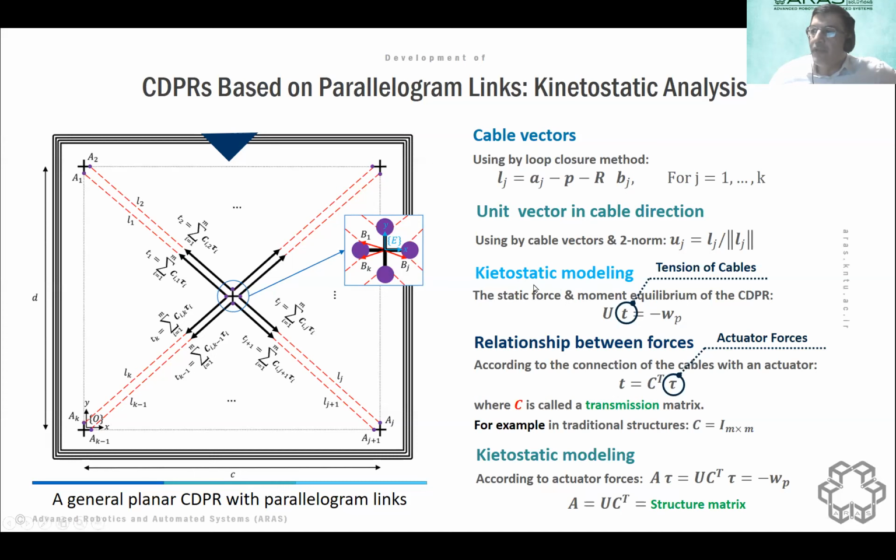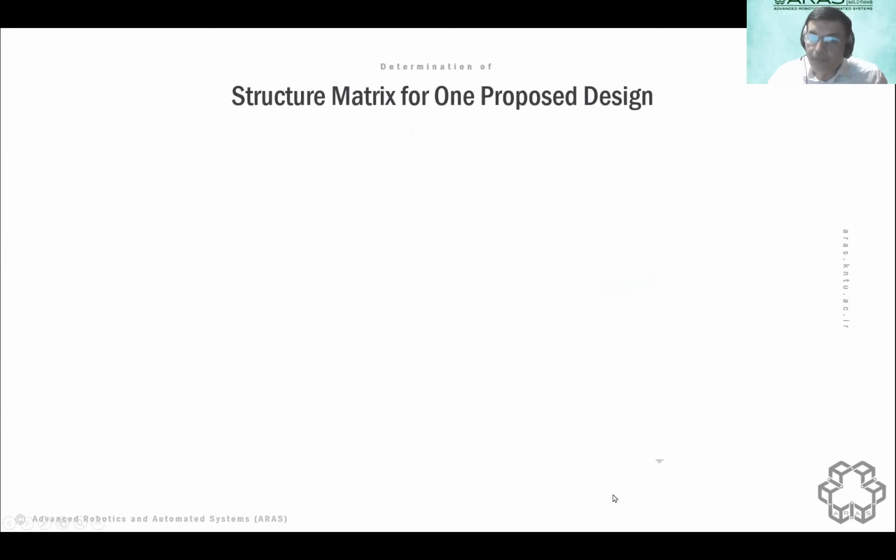And in terms of kinetostatic modeling, we have a relation between the torque that we are using and the wrench that we are getting at the end effector. But since this torque is going through different combinations of cables, this U must be found quite accurately. And from the U, we can find the structure matrix or the Jacobian matrix to analyze the stiffness.